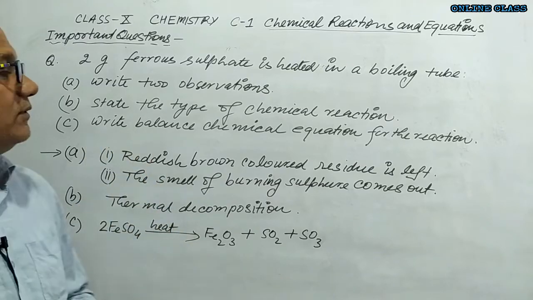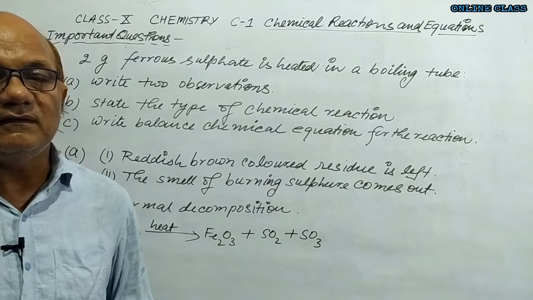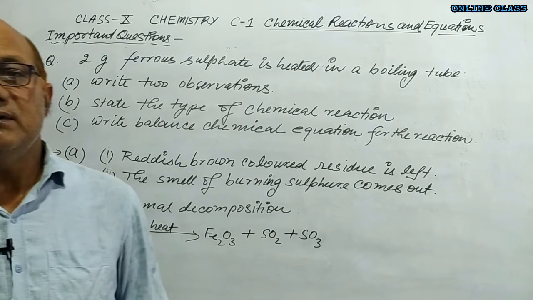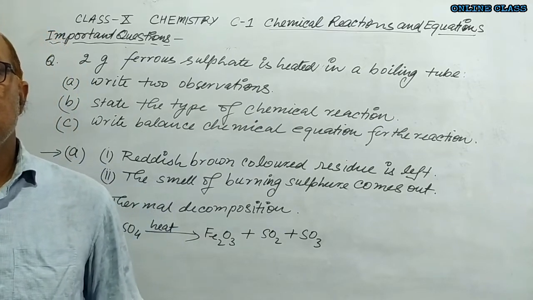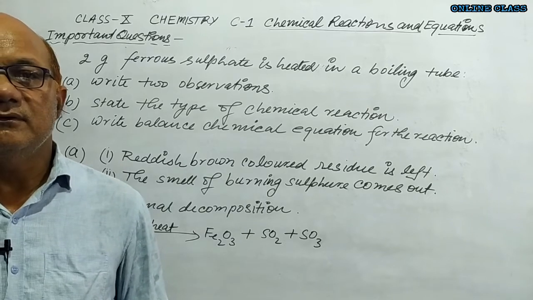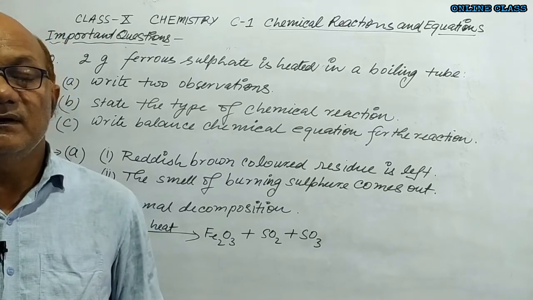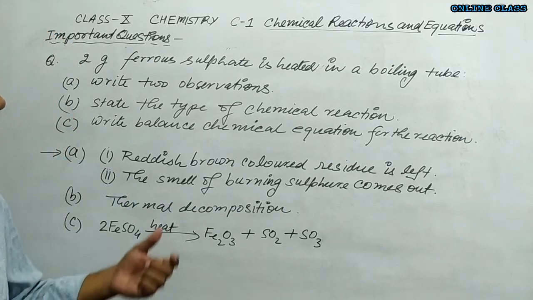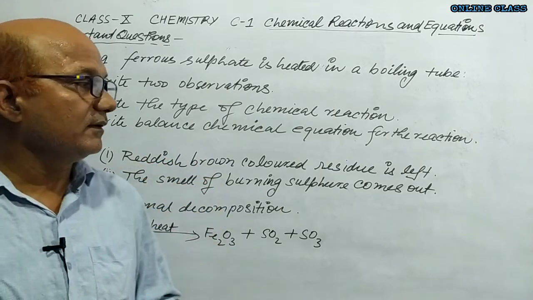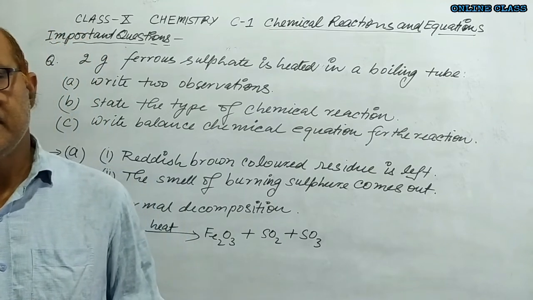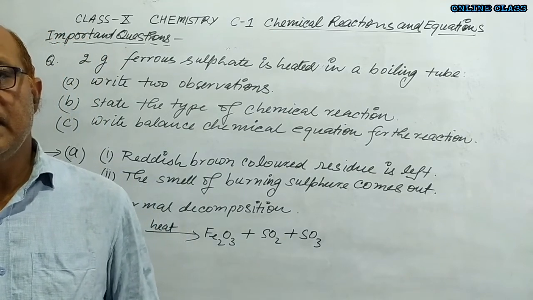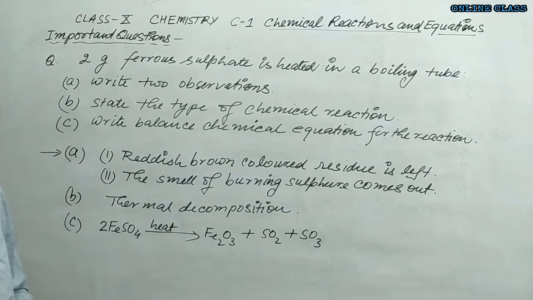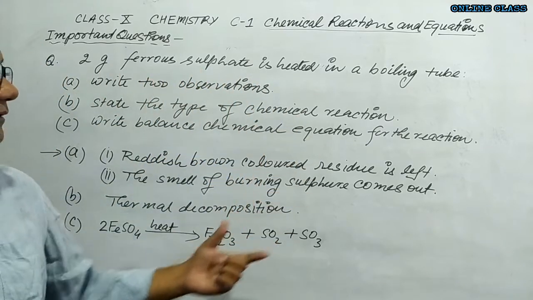The reddish brown colored residue means when ferrous sulfate is heated, actually first of all its green color fades, and then on strong heating reddish brown colored residue is left. Okay, and this is of iron third oxide. Now you can take a screenshot of it.